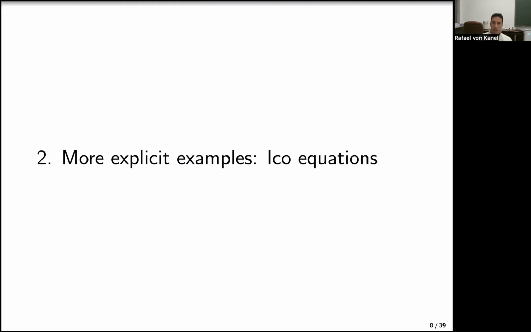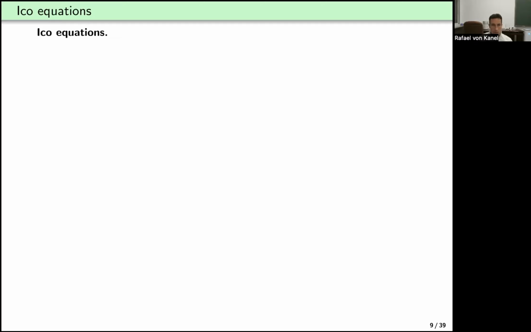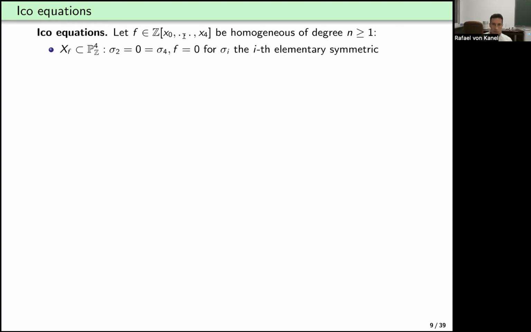So next, let me discuss some more explicit examples of non-degenerate equations. So these are so-called ICO equations. And for this, I have to introduce some notation. So I let f be a polynomial which is homogeneous of degree n greater or equal than 1. It has coefficients in Z and in 5 variables. Then we can look at X_f inside P4, which is defined by sigma 2, sigma 4, and f. Here again, sigma i is just the i-th elementary symmetric polynomial. Then we can describe the Q-rational points of X_f in the following way.